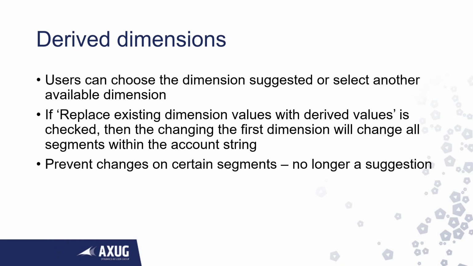So basically, if we have a certain derived dimension for one business unit, but we change that business unit to a different one, then that will change the remaining derived dimensions that go along the account string. And that will make a lot more sense once I demo it, but just keep it in mind.